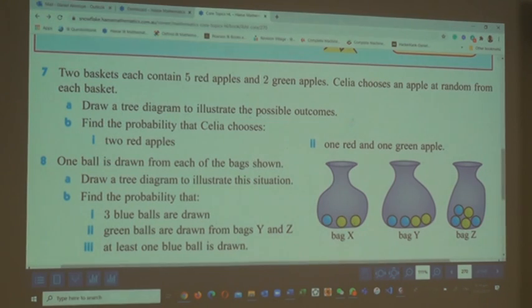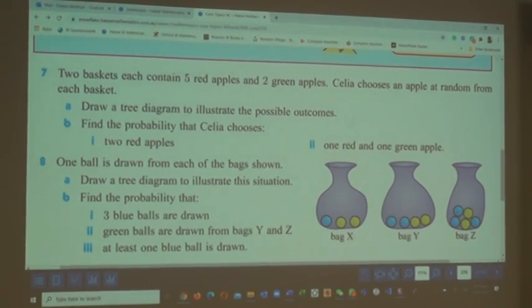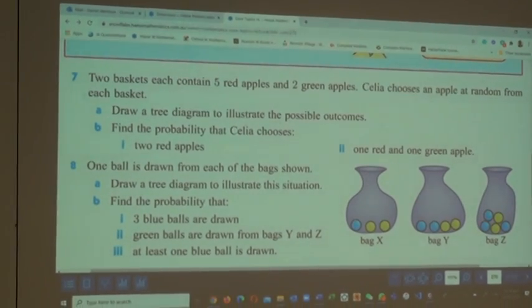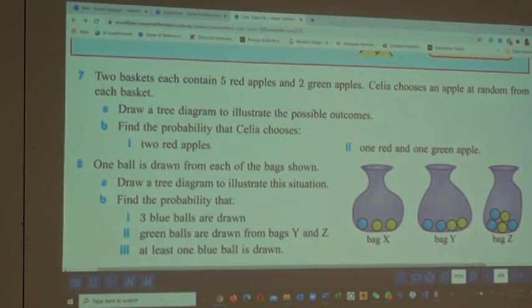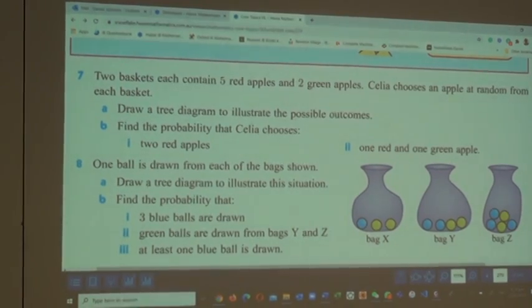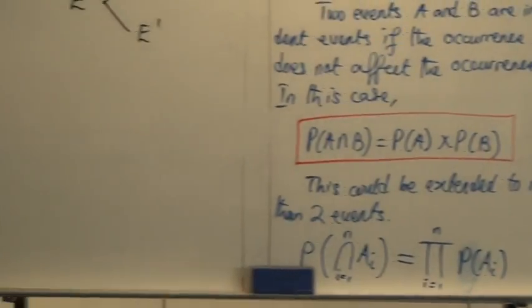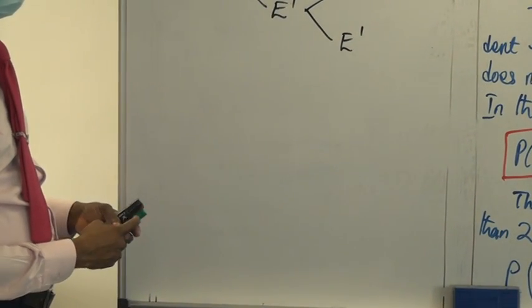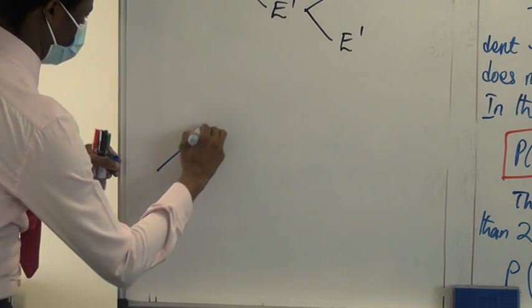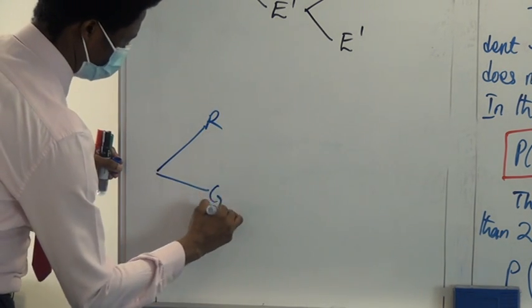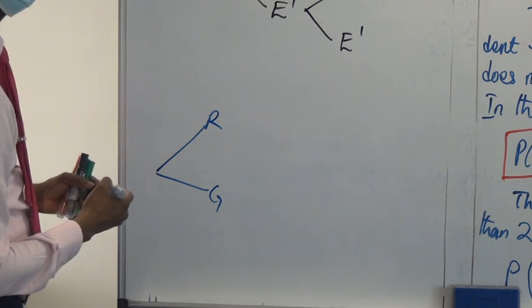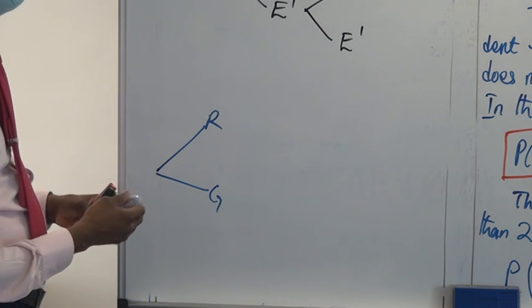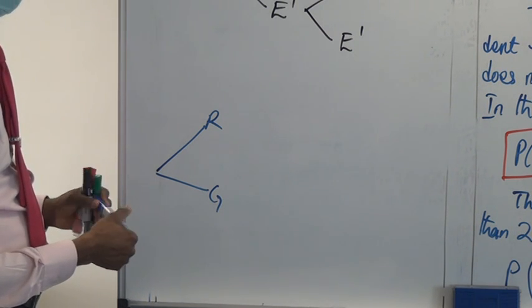Okay, so let's look at it. 2 baskets, each contains that. Celia chooses an apple at random from each. Draw the tree diagram to illustrate possible outcomes. Oh, okay. So what should be the possibility? Will it be red and green? Okay, yeah, let's say red and green. From box 1, it says tree diagram, but I think you might want to use the tabular approach in this case.